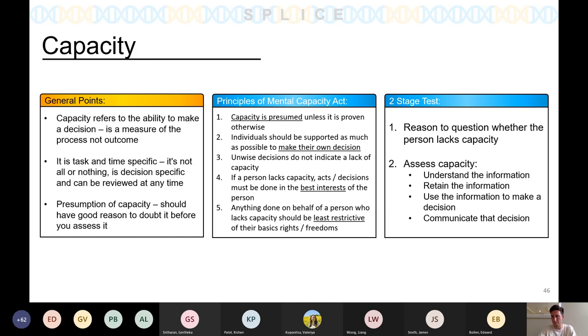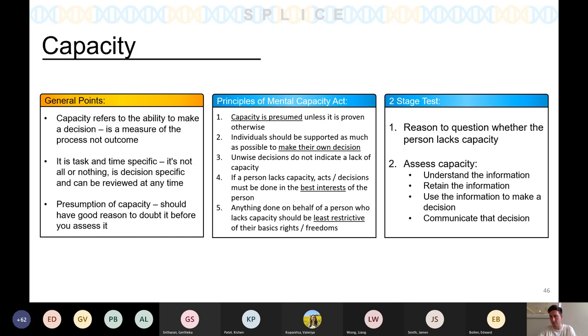So capacity, this is just a revision slide, but I'll highlight the key points again. Having capacity is essentially an individual's ability to make a decision. So it's about the process of decision-making rather than the outcome. This gets talked about a lot, but it's why somebody who makes a decision that you might deem unwise or a bit stupid doesn't necessarily lack capacity. They might just have other reasons that don't make sense to you. Then capacity is task and time specific. So it will need to be reviewed again for the next decision, especially if they've been deemed not to have capacity previously, because they may have regained capacity. That being said, you should basically always presume that someone has capacity.